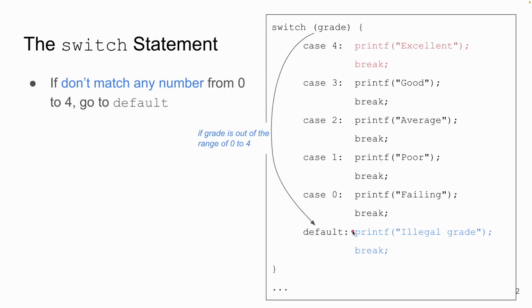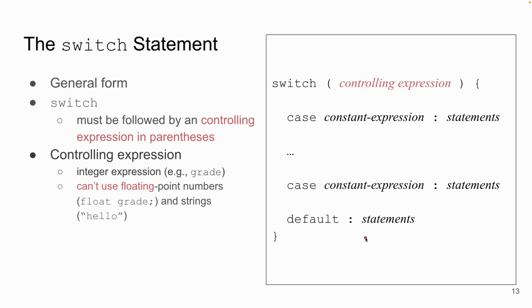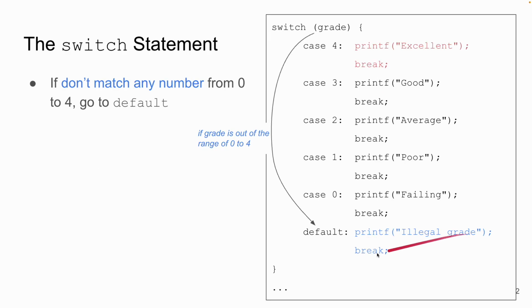And the other thing is that if the value of grades doesn't match any number from 0 to 4, like here, then the program in this switch statement will go to the default case, and then it will evaluate the statements inside the default case and then break.